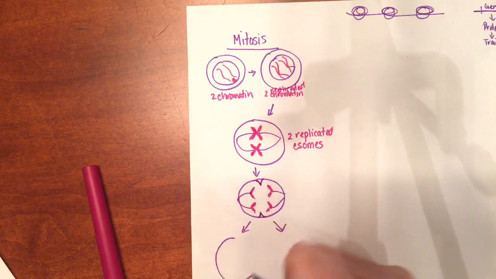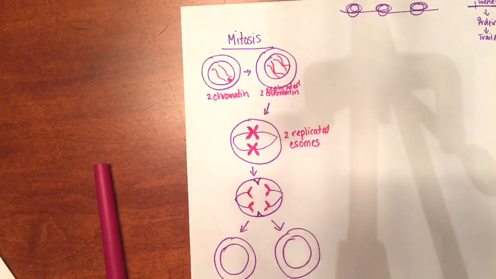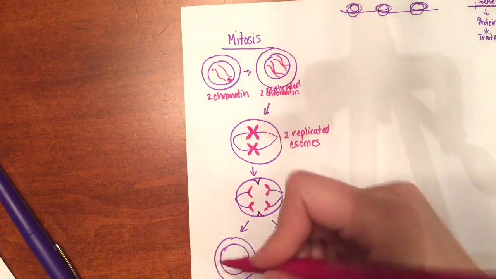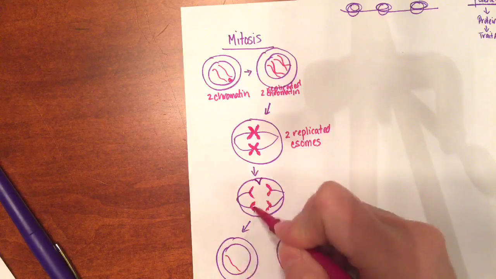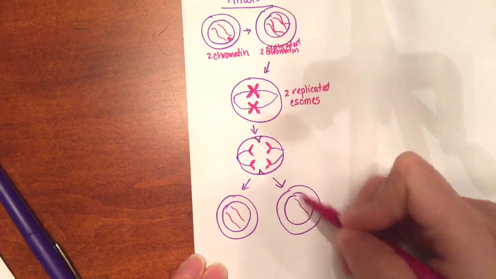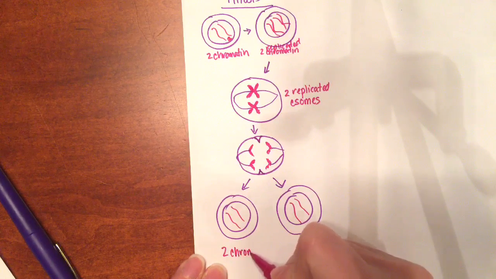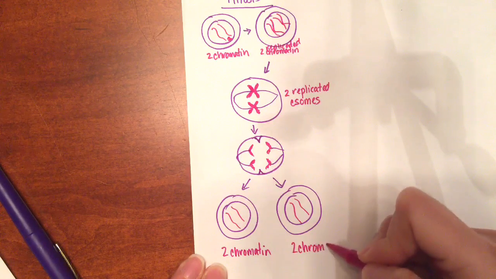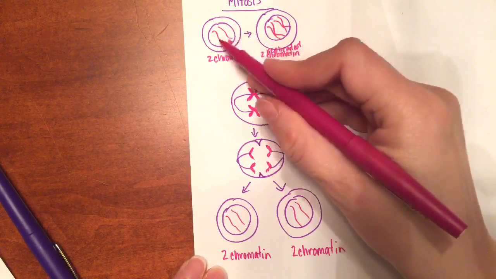And then when it divides into two, the nuclear envelope is going to reform, and the DNA is going to unravel and become loosely packed again and become chromatin. So this one right here, unravel, and now we have back to two chromatin and two chromatin. And so notice here, we have exactly the same as what we started out with. We have two of each type.